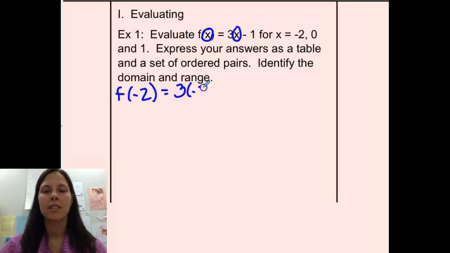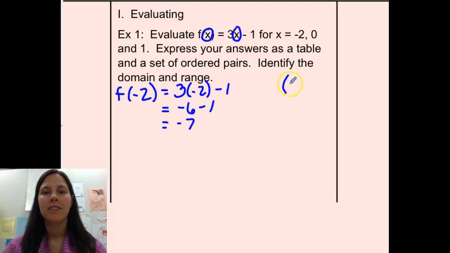You can kind of think about this like the golden rule. And then we do the math. 3 times -2 is -6, and -6 minus 1 is -7. Now we're told to express our answers as a table and a set of ordered pairs. I'm going to start with ordered pairs, and once we have all of our ordered pairs, we'll put it in a table. Our input, or our x value, was -2, and our output, or our y, or our f of x, was -7.